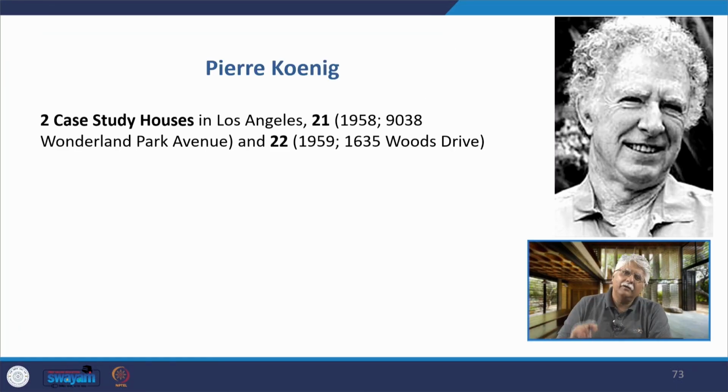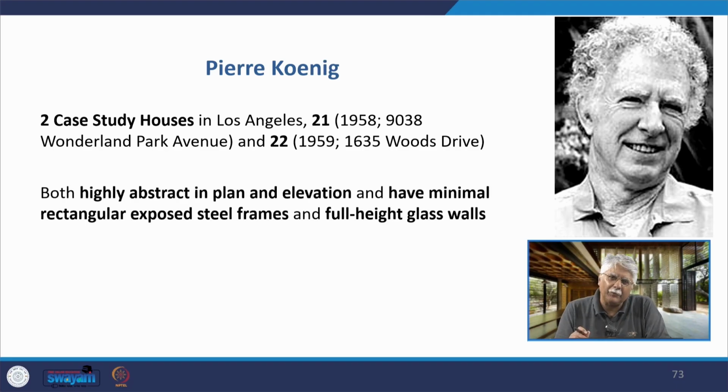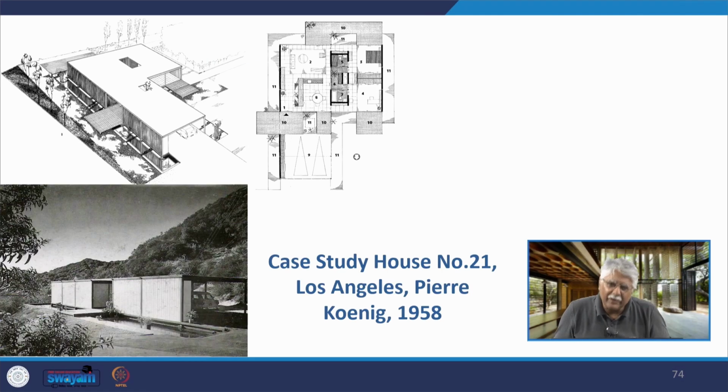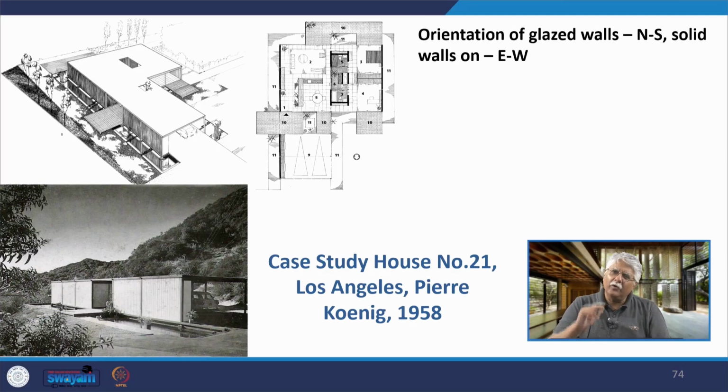So Pierre Koenig gave 2 case study houses in Los Angeles called Case Study House 21 and 22. Both were highly abstract in plan and elevation, have minimal rectangular exposed steel frames and full height glass walls. Koenig ultimately ended up designing 5 houses. So case study house number 21, the orientation of glazed walls is north-south, solid walls is east-west. So we have north-south is glazed, east-west is solid.